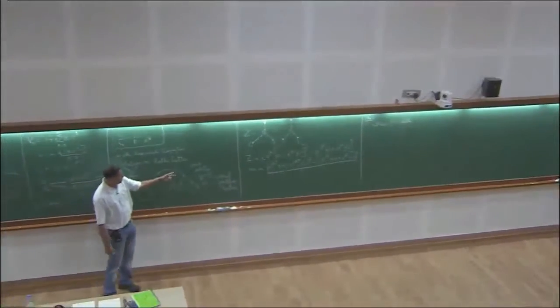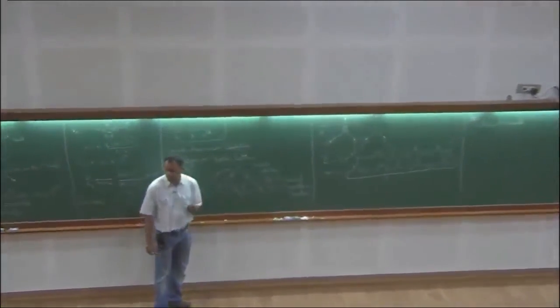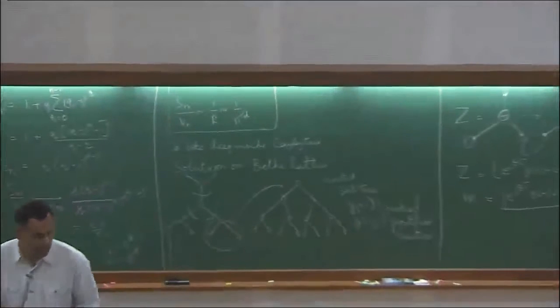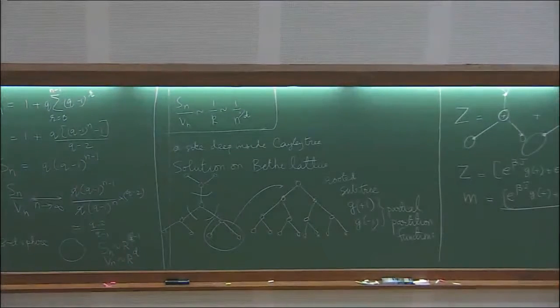G plus represents the partition function where this root site is plus, and G minus is the one where the spin is minus one, since the spin is sometimes plus one and sometimes minus one.